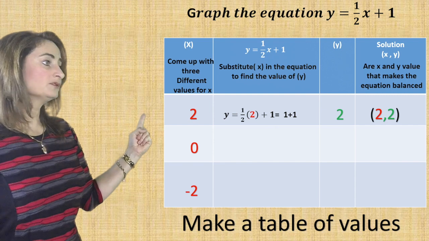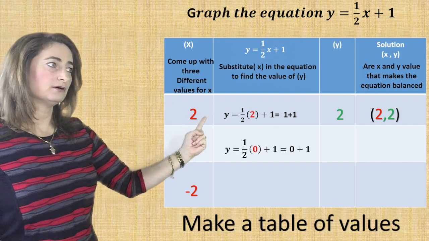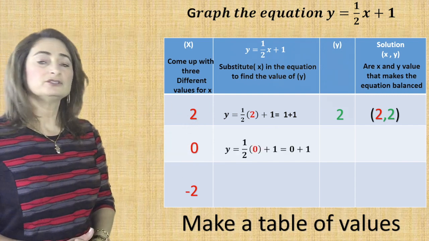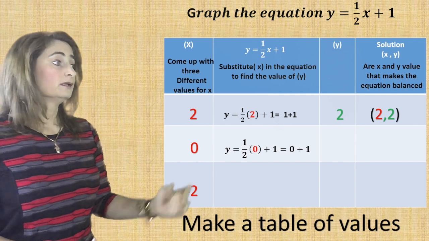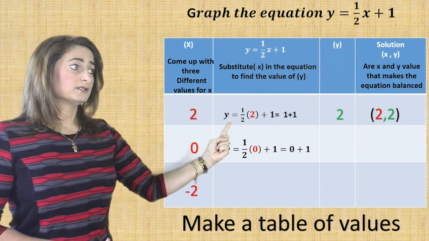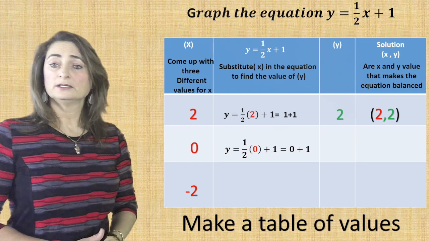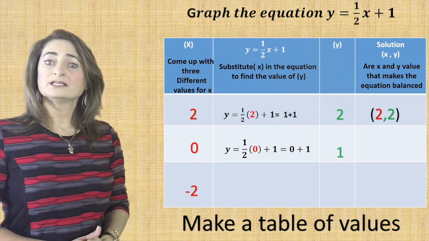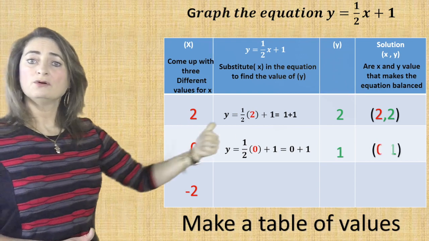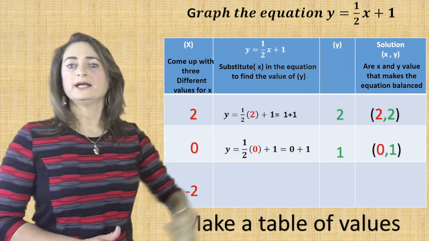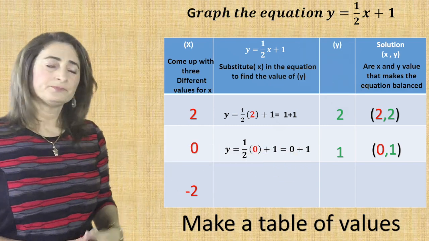Now what if x equals 0? Substitute 0 for x in the equation to find the value of y. Half times 0 is 0, plus 1 is 1, so when x equals 0, y equals 1. We write it as an ordered pair 0, 1.